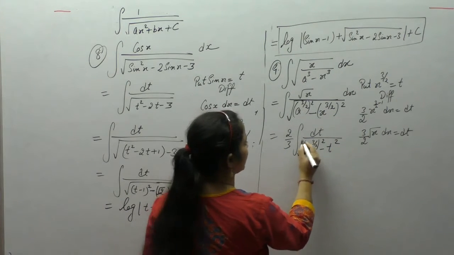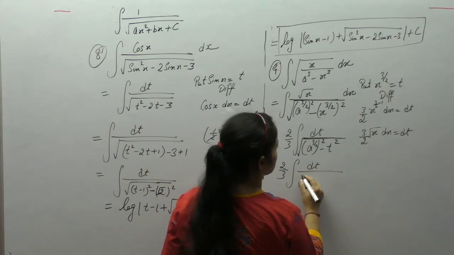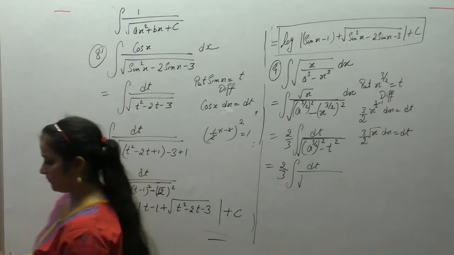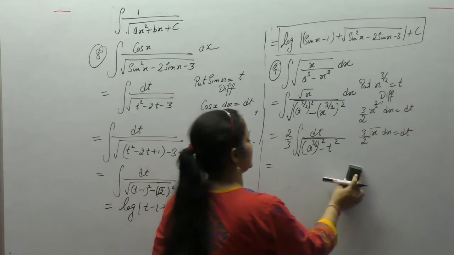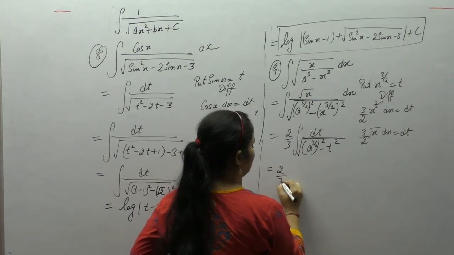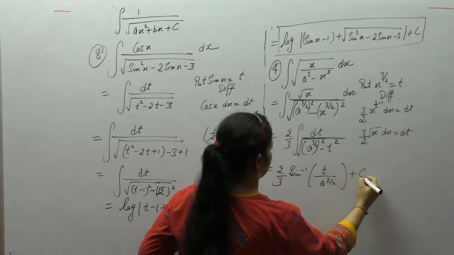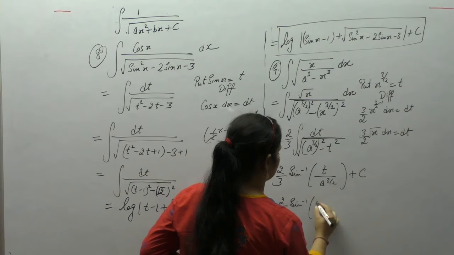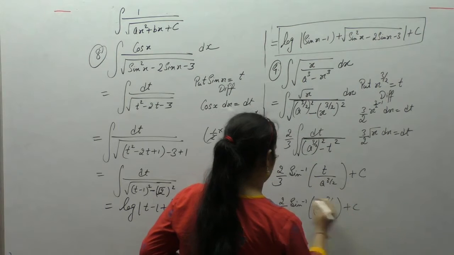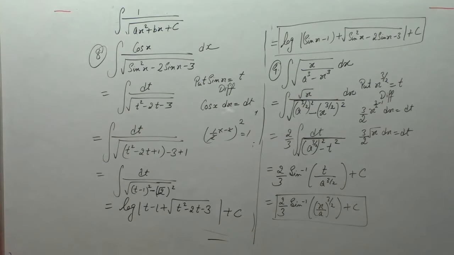We can write it as square root of this. Now 2 by 3 dt upon square root of a square minus x square, and integral of 1 upon square root of a square minus x square is sine inverse x upon a. So we get 2 by 3 sine inverse x upon a. What is t? T here is x power 3 by 2. We can write it as 2 by 3 sine inverse x power 3 by 2 upon a power 3 by 2 plus c.